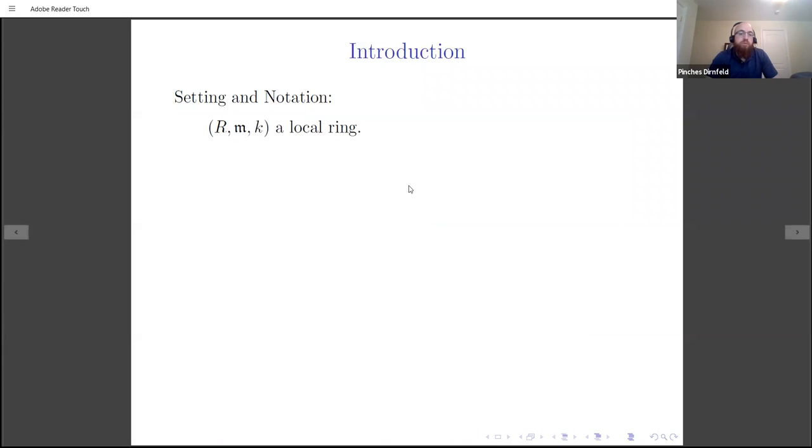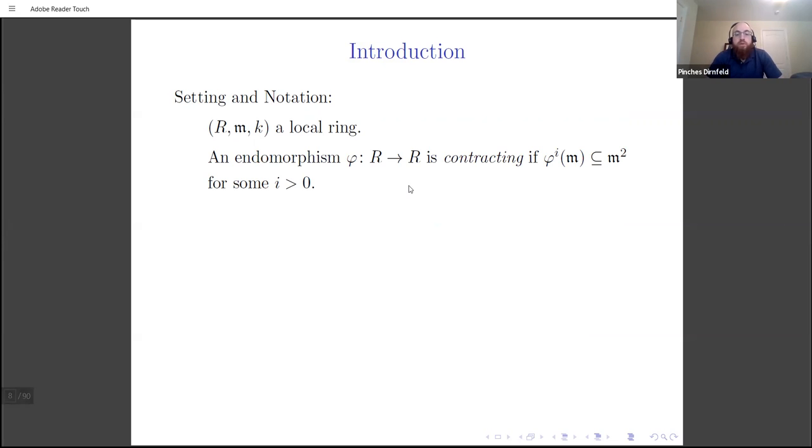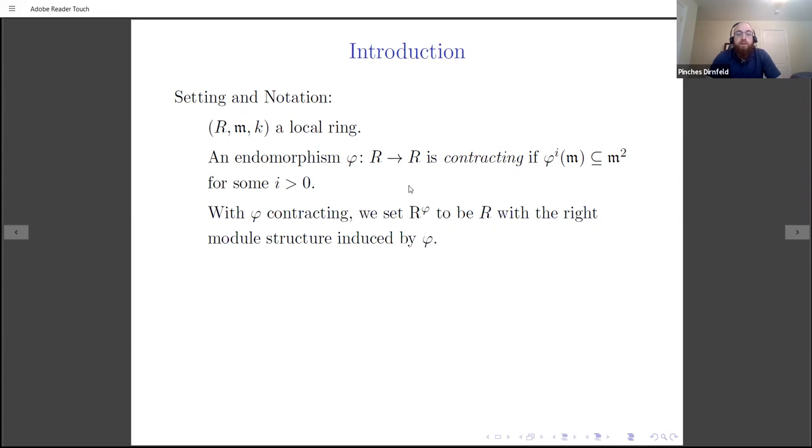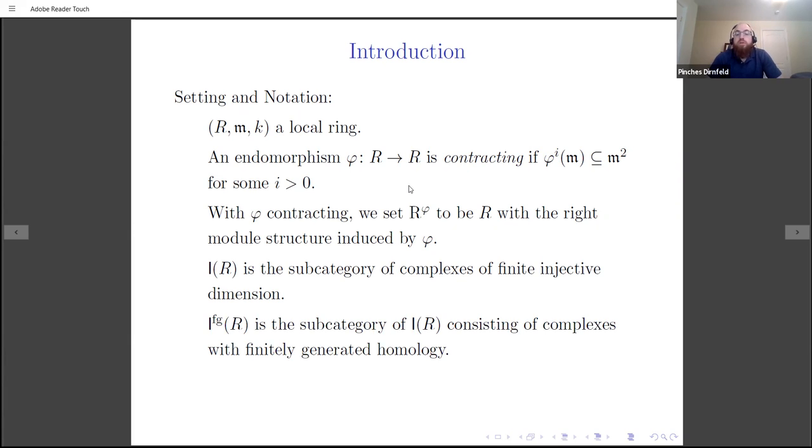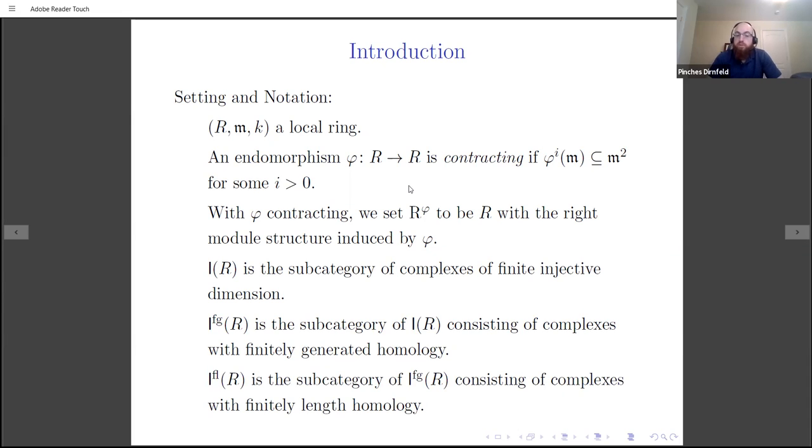Now, let's set up some settings and notation. (R, m, k) will always be a local ring. We say an endomorphism phi from R to itself is contracting if some power of phi takes the maximal ideal into the square of the maximal ideal. When we have a contracting endomorphism, I set R phi to be the ring itself, but with the right module structure induced by phi. I denote by I(R) the subcategory of complexes of finite injective dimension. And IFG(R) will be the subcategory of I(R) that consists of the complexes which have finitely generated homology. And then IFL(R) will be the complexes in IFG(R) where all the homologies are finite length.